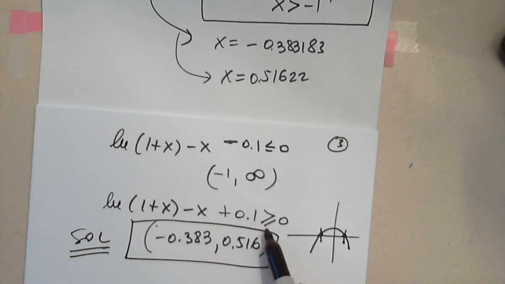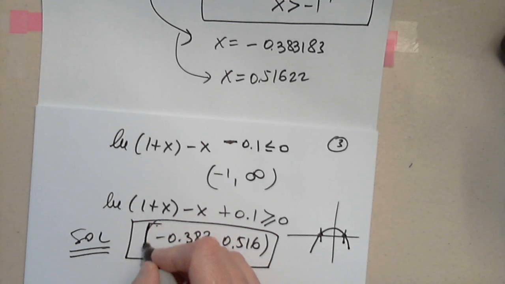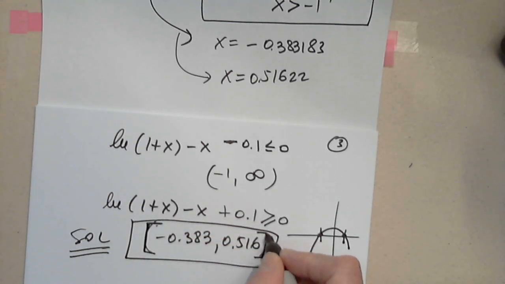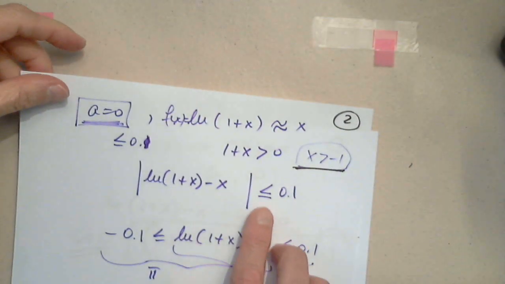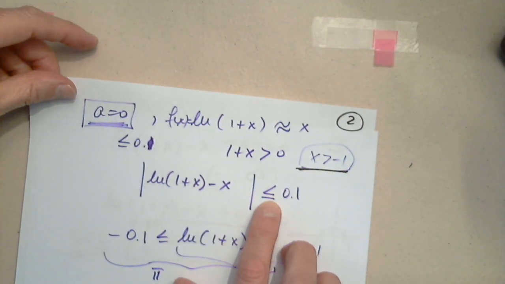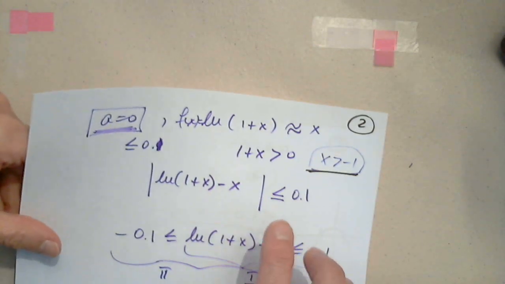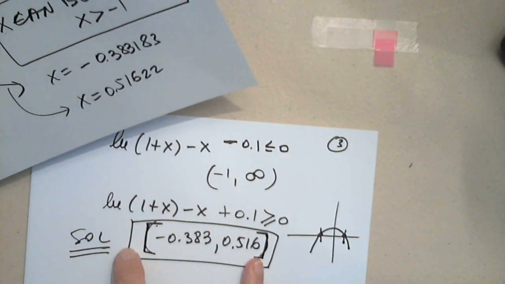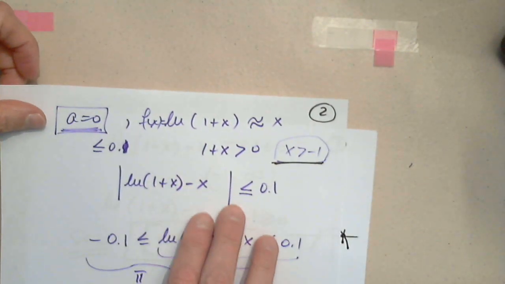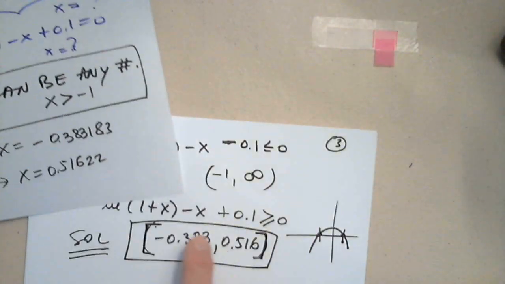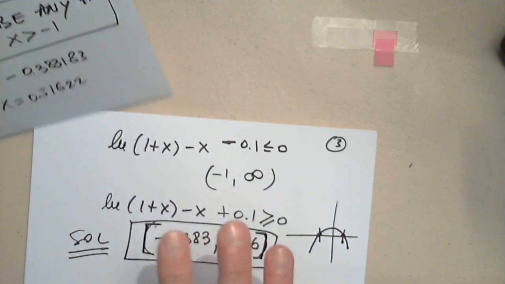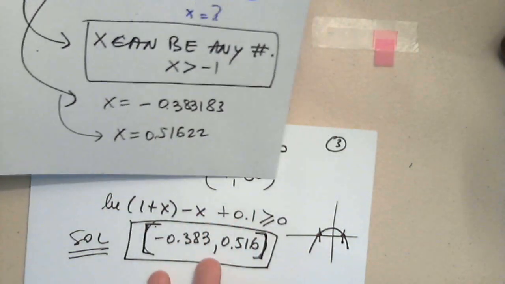Now, because I put the equal symbol, I don't know if they want strict inequality. So if I put the equal symbol, I have to use a bracket. You have to read it carefully when you put the answer in. If they say at most 0.1, then you can use the bracket. If they say not more than 0.1, maybe they will want parentheses. So be careful how you enter it. But this is the final solution.